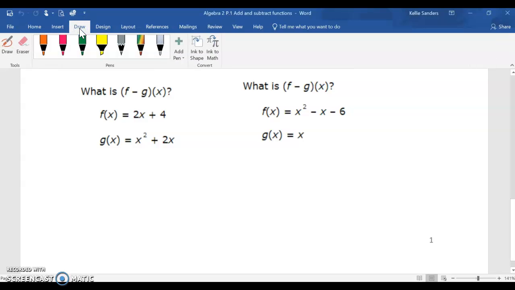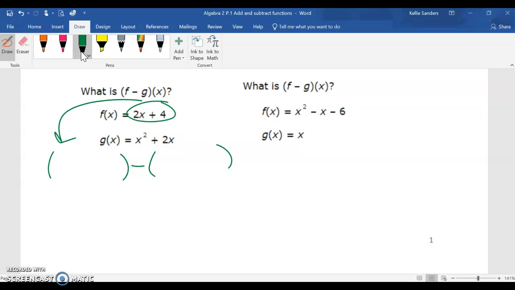Someone brought it to my attention that I did not do the last two problems on the first video, so I'm going to go ahead and do them just in case there's something that you need to know. So if we're doing f minus g, here is your f, and there's your minus, and here's your g. So f is going to go here, g is going to go there. So 2x plus 4, x squared plus 2x.